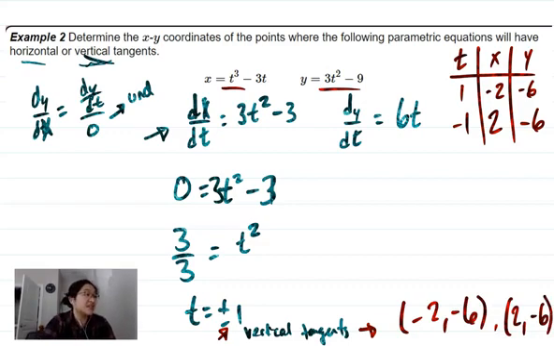That symmetry is really nice. I like that a lot. Okay, so that's our vertical tangents.